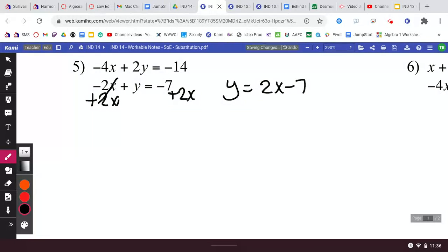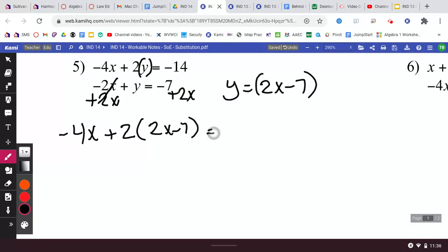Now that I have one set to y equals, that becomes my clue. I go to the other equation and put parentheses around the y. And now I'm going to substitute my clue about y into the other equation for y. So negative 4x plus 2 parentheses, my clue about y, which is that it's 2x minus 7, equals negative 14. Okay, I'm writing that whole top equation, negative 4x plus 2y equals negative 14, but in place of the y, I'm going to put my clue.